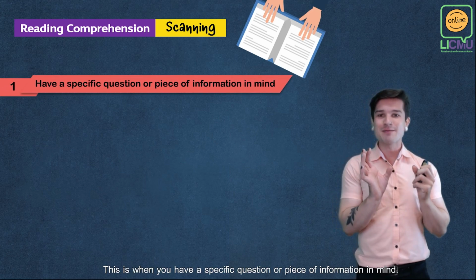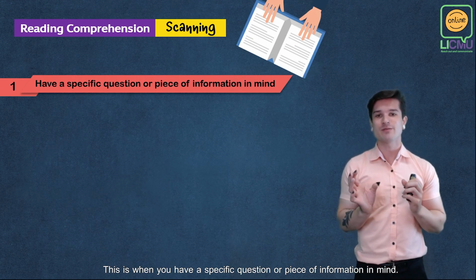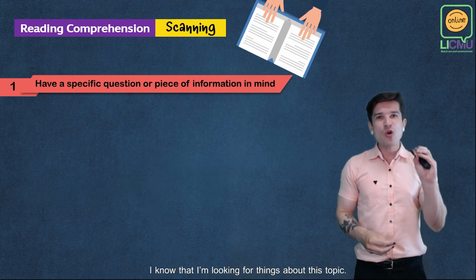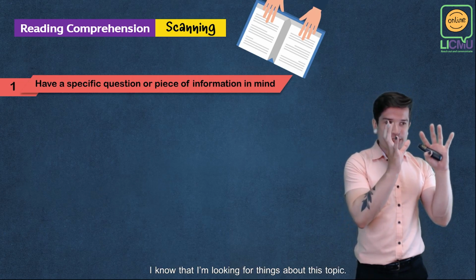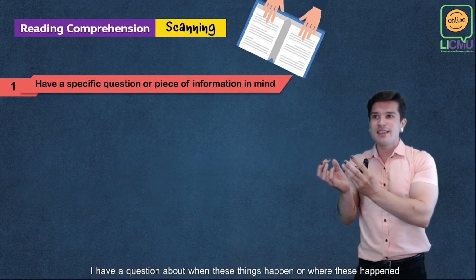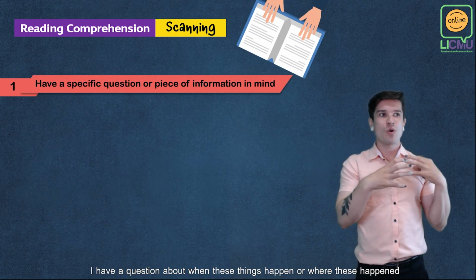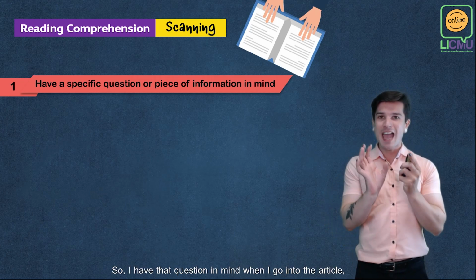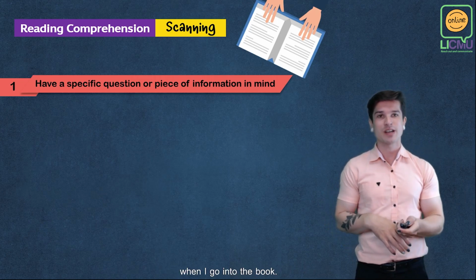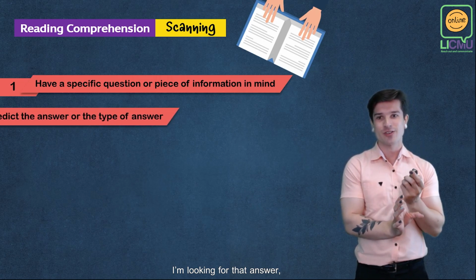This is when you have a specific question or piece of information in mind. So often when I'm doing research, I know that I'm looking for things about this topic, or I have a question about when this thing happened or where this happened. So I have that question in mind when I go into the article or when I go into the book. I'm looking for that answer.